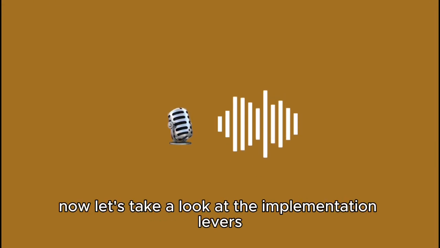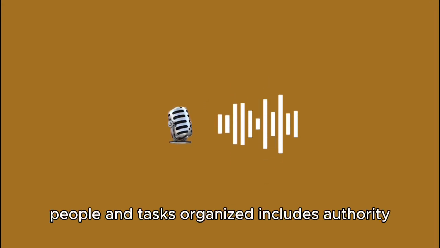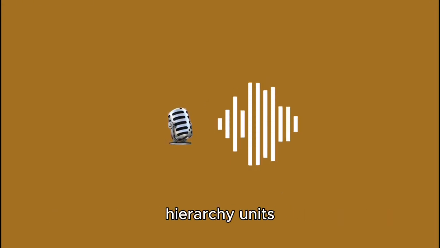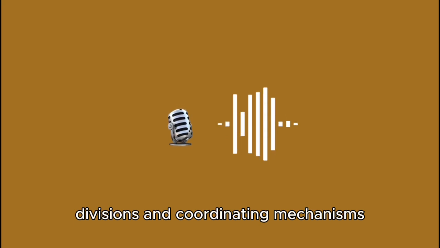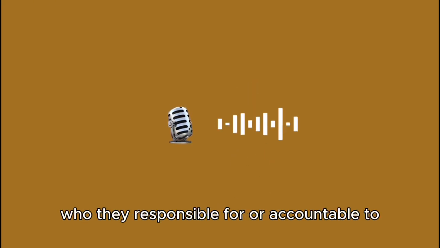But now let's take a look at the implementation levers, and these are critical variables of implementation. So the first lever is structure. This is the manner in which responsibilities, people, and tasks are organized. It includes authority, hierarchy, units, divisions, and coordinating mechanisms. So you should know the chain of command, who they're responsible for or accountable to.